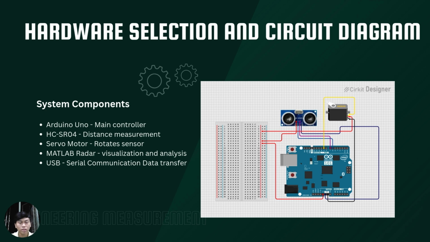So this is how we selected the hardware. The main controller is an Arduino, and for distance measurements, we use the ultrasonic sensor HC-SR04, and a servo motor. We use a 180 degree servo motor to check according to the angle. In order to visualize the data, we use MATLAB, and we use serial communication to transfer the data from the microcontroller to our PC.